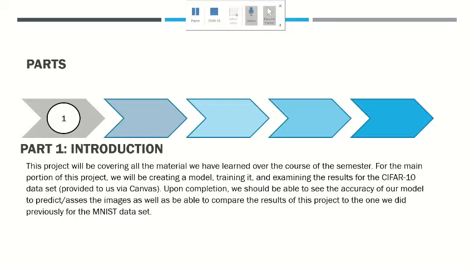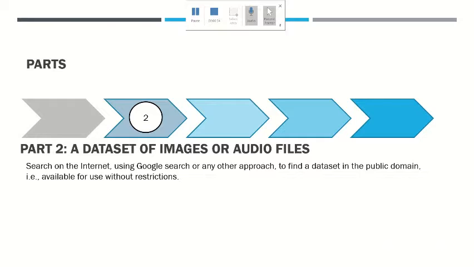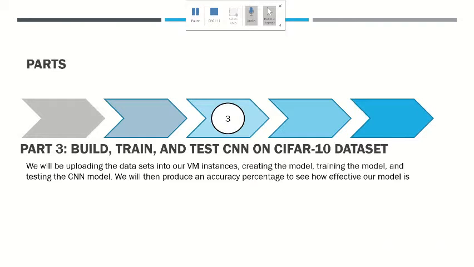And upon completion, we should be able to see the accuracy of our model to predict and assess the images, as well as be able to compare the results of the project to the one we did previously in assignment 4 with the MNIST dataset. For part 2, we're going to be going over the dataset that we were allowed to get off of the internet that has to be public domain, and we're going to discuss it regarding its ability to be processed using one of the same models that we're using right now. Part 3 is the actual building, training, and testing of the CNN model using the CIFAR-10 dataset that we were provided with.